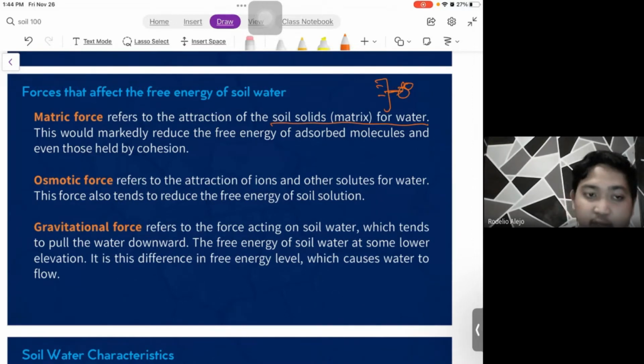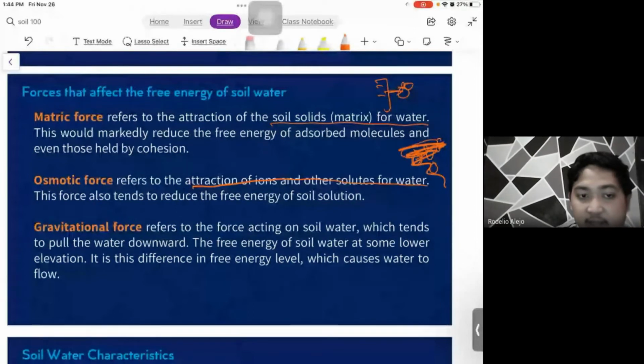So when we say osmotic force, it refers to the attraction of ions. So yung ions natin, yung mga single element, yung mga nutrients na yan. Dahil yan ay nakakapit sa water in dissolved form, so for example, dissolved yan in water, that is what we call the osmotic force. So this is the attraction of ions and other solutes to water.